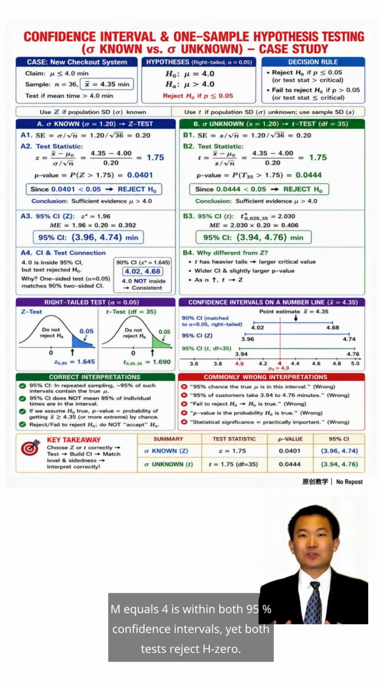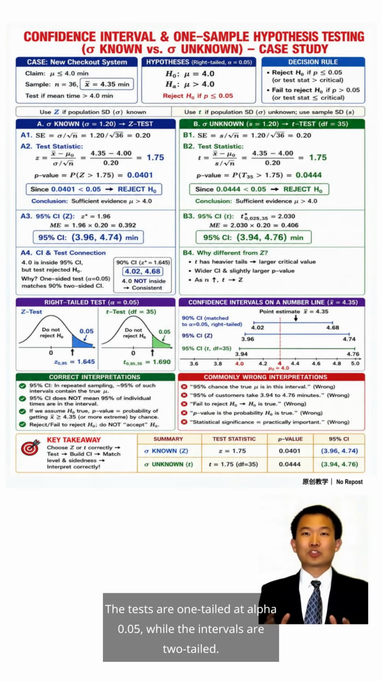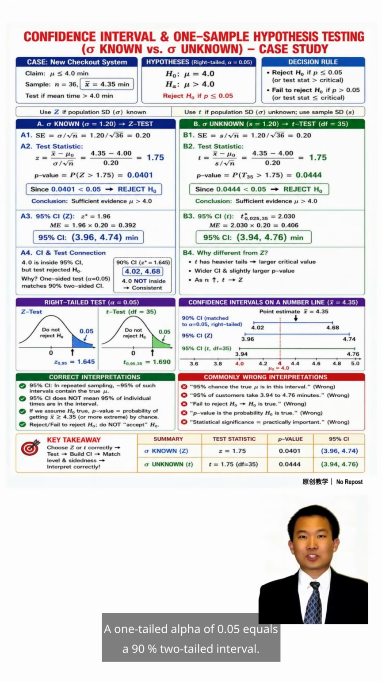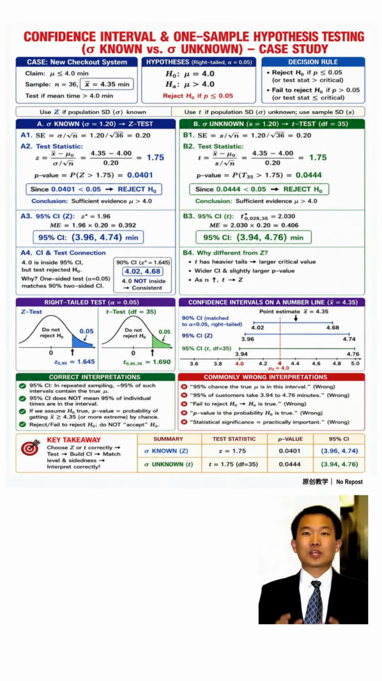μ equals 4 is within both 95% confidence intervals, yet both tests reject H0. The tests are one-tailed at alpha 0.05, while the intervals are two-tailed. A one-tailed alpha of 0.05 equals a 90% two-tailed interval. 4.01 falls outside this, consistent with rejecting H0.